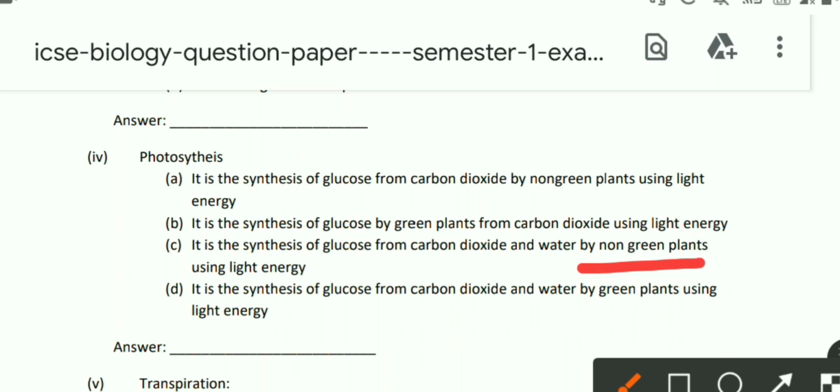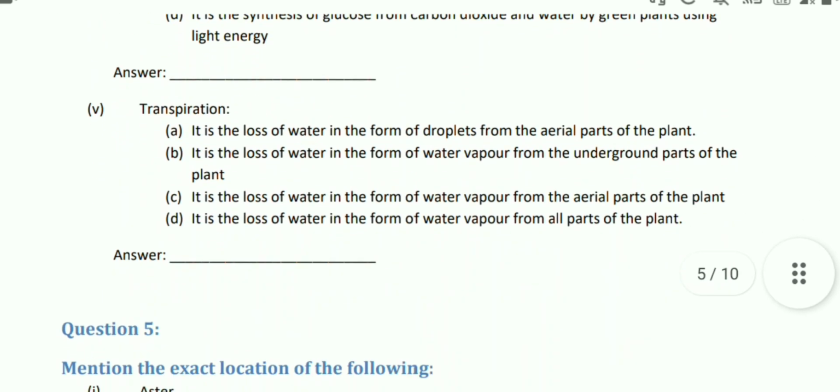So if you haven't made that mistake, I told you in my previous videos that during MCQs, the examiner is not testing how much you know, but actually how much you can correctly identify when you're given a short time frame. So basically that is the funda over here. Again, the right answer is option D, synthesis of glucose from carbon dioxide and water by green plants using light energy. Very well then. Chalo, next question.